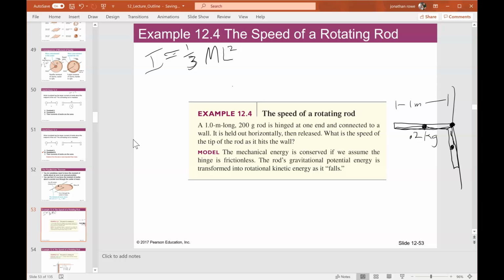So this seems to me to be a conservation of mechanical energy problem, where we have potential energy at the beginning converting to kinetic energy until it smacks the wall. So I'm thinking something along the lines of U_i plus K_i equals U_f plus K_f.